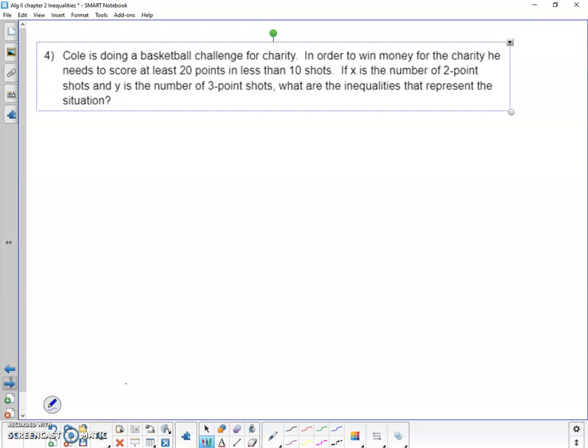Alright, so what are the key words in here? Okay, at least 20 and less than 10. Those are going to be the numbers at the end of the two equations. And then we have 2 and 3. Alright, that tells us the points that each is worth.